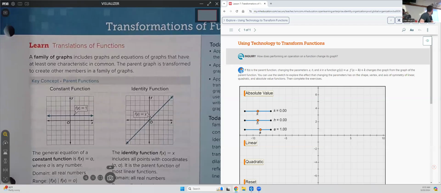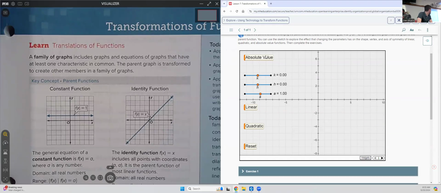All right. By the way, we saw very briefly parent function on Friday. Parent function just means the simplest form of a particular type of graph. So if we're talking about absolute value, that would be f of x is equal to the absolute value of x. You can see right up here.